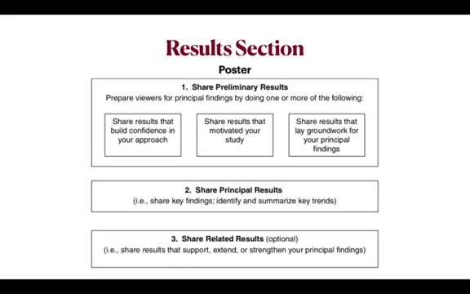To summarize, as you prepare your results section, divide your results into 3 groups: preliminary results, principal results, and related results. Share preliminary results first, principal results second, and related results third. How you categorize your results, though, is your decision. What is important is the logical thread connecting all the data that you share.